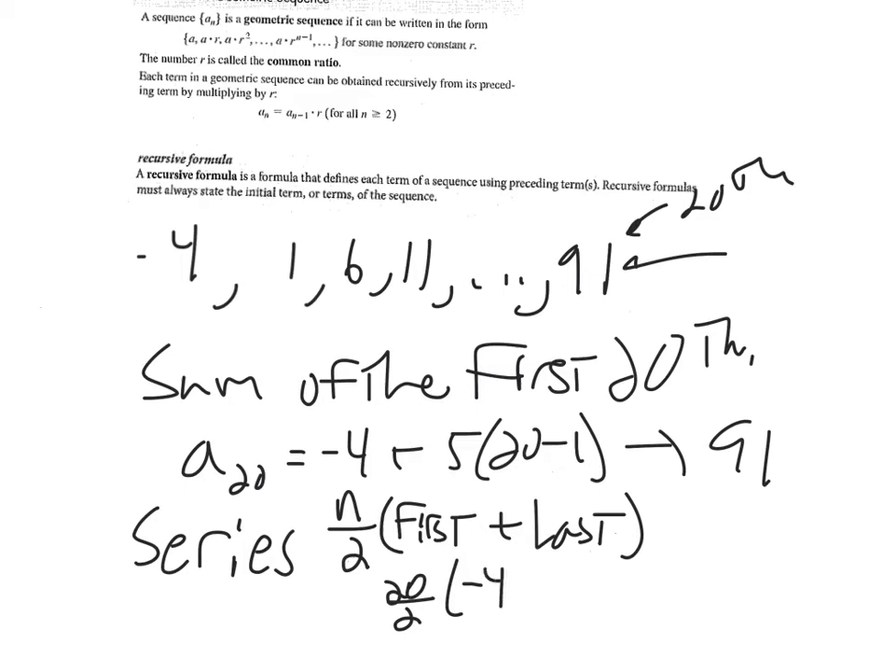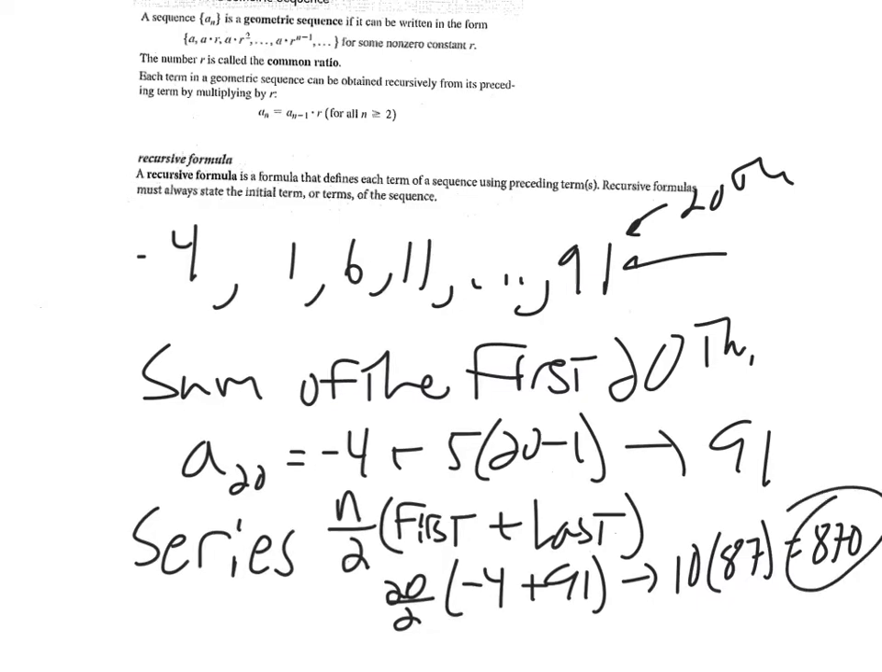The first term is -4. The last term is 91. So to find out what all the numbers between -4 up to 91 add up to, we just have to do this trick. And what is that? That's 10 times, what is that, 87? So that would be 870, is what all those numbers add up to. And that's a partial sum, we call it. It's the sum of the first 20 terms.